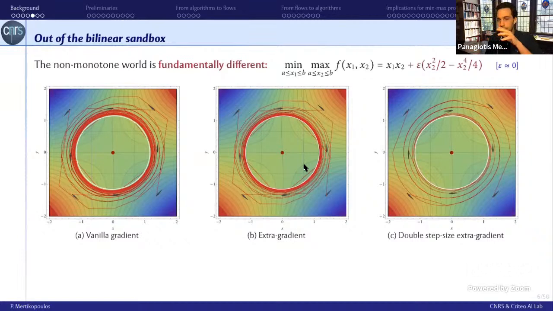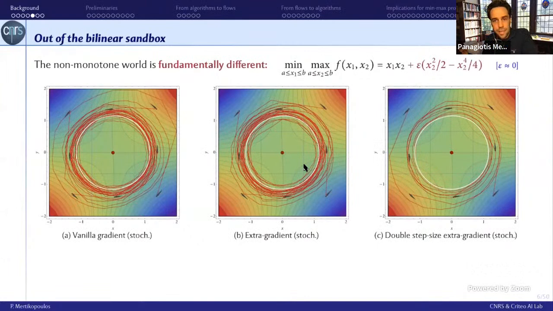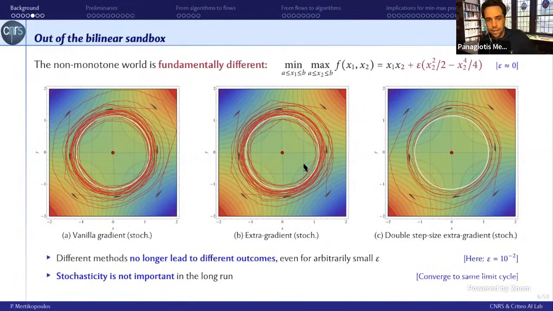And something which is significant is that in contrast to the bilinear case, where there was a sharp distinction between deterministic and stochastic, here, when we are outside of this bilinear sandbox, the difference between deterministic and stochastic algorithms is much less pronounced. If you take the same algorithms and apply them to the same game, but you only have access to stochastic gradients, then you see the same long-term behavior in the limit. Namely, all of these algorithms spiral, with some fluctuations due to the noise, to the same limit cycle.